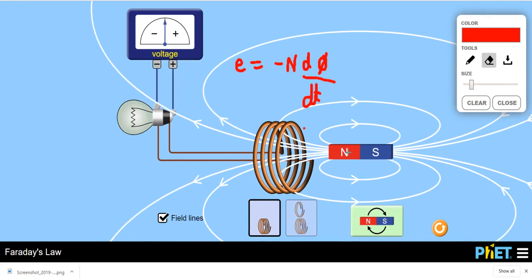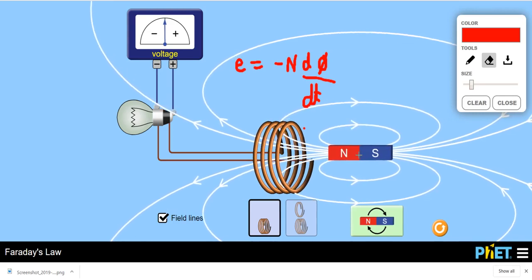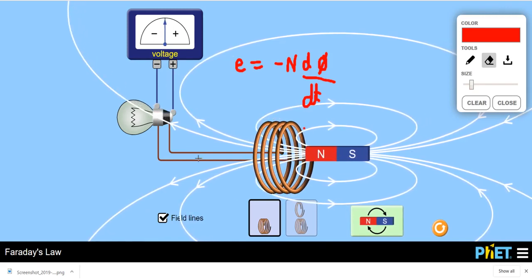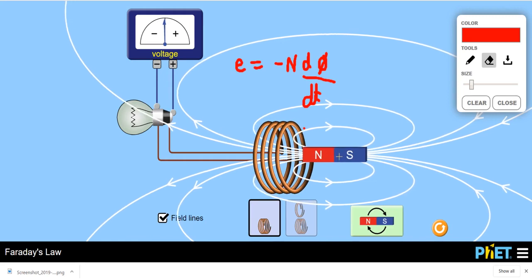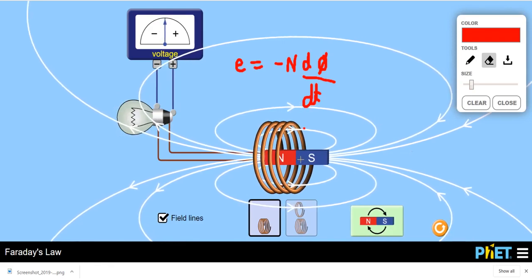As I increase the speed, d phi by dt will increase because the rate of change of flux will increase. So on moving it fast, there will be more deflection in this voltmeter, the reading will be high, the induced EMF will be high. And if I move it very slowly, you see the voltmeter and the glow of this bulb will be small. There is little deviation.